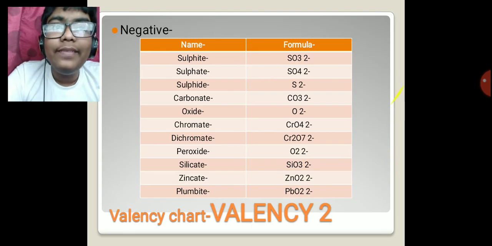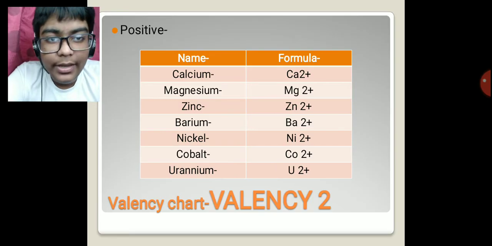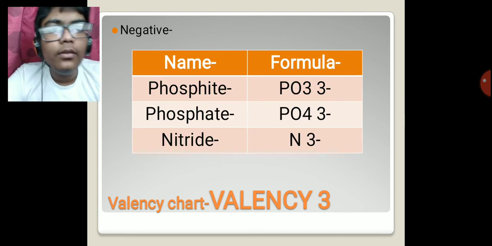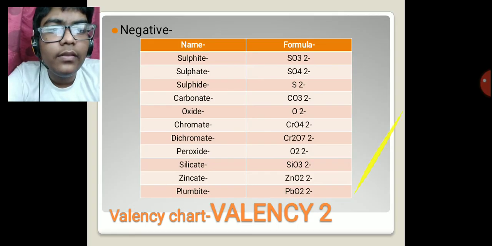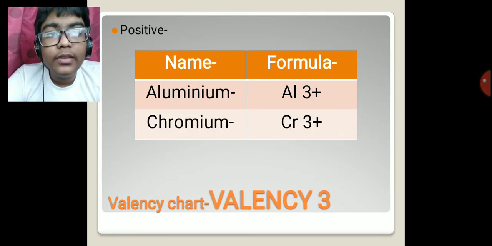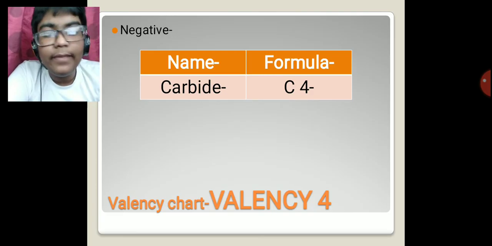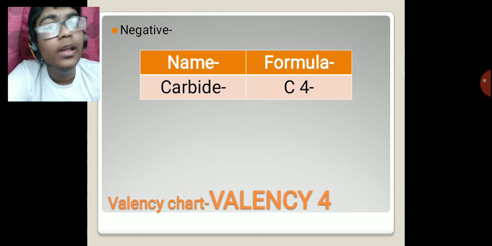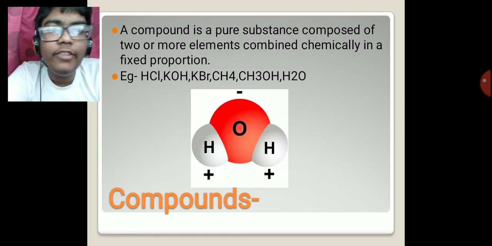Then you have valency 3. Valency 3 positive you have aluminium and chromium, while in negative you have phosphite, phosphate and nitride. Then valency 4, only negative is present, positive is not present, that is carbide. This valency chart is very important in chemistry, and therefore you should memorize this valency chart by heart.